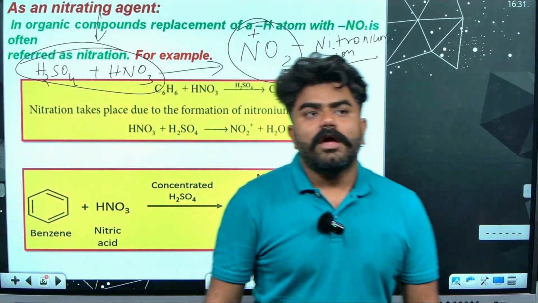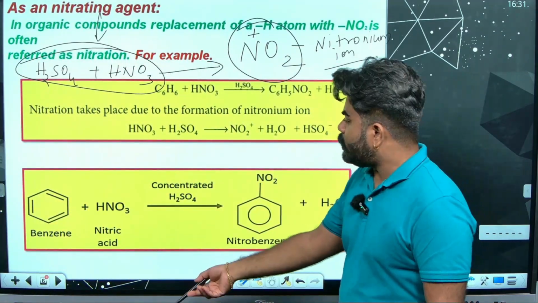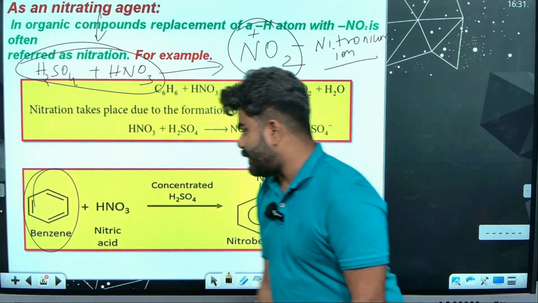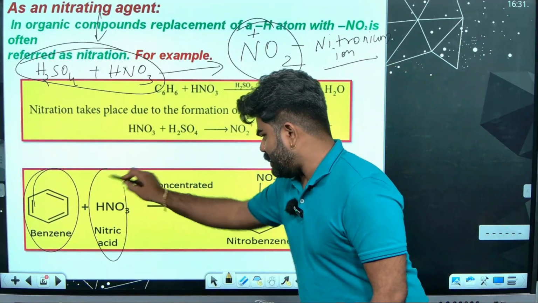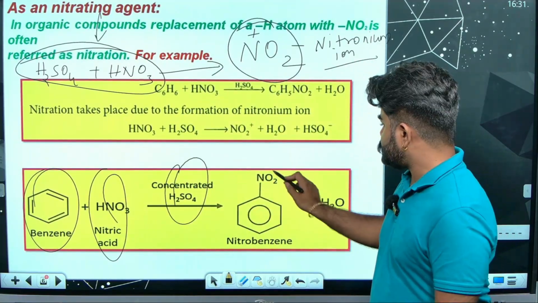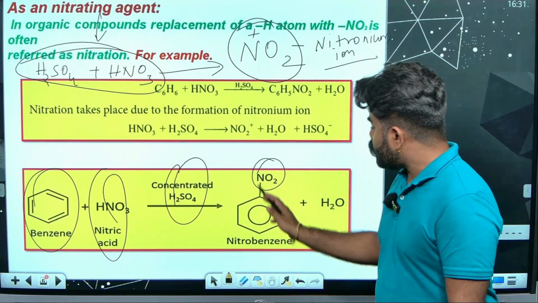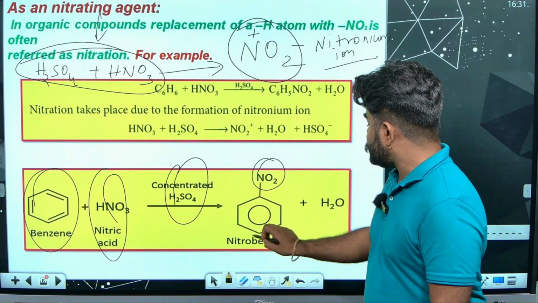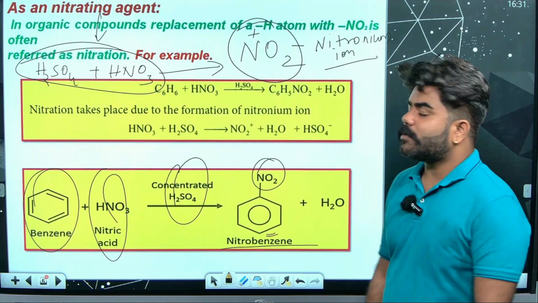Okay, so now if you want benzene to get nitrated, you have to take nitric acid with concentrated sulfuric acid so that this nitronium electrophile will go and attach itself with the benzene to form nitrobenzene.